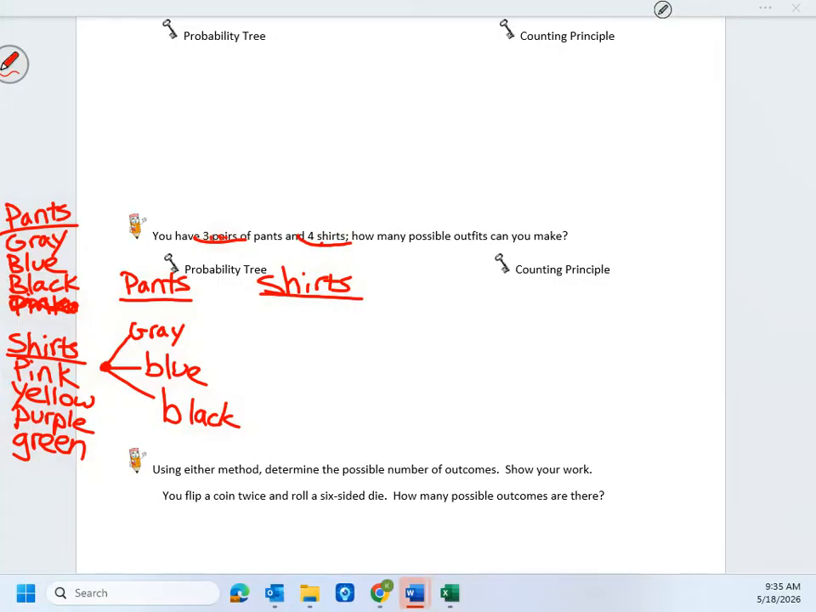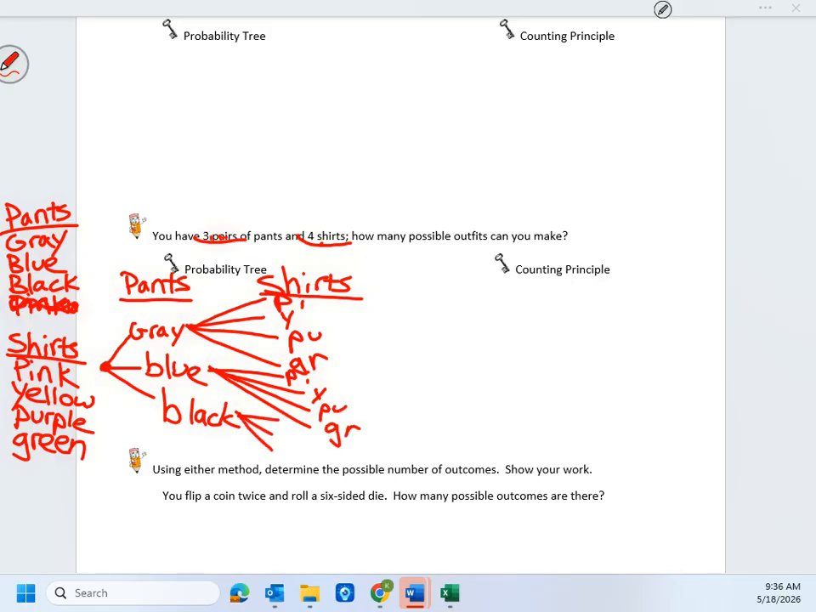Then we have 4 colors of shirts that we could match up with each color of pants. So if we pick gray pants, we could have pink, yellow, or purple, or green. We pick blue, we could have pink, yellow, purple, or green. And if we pick black, we could have pink, yellow, purple, or green.